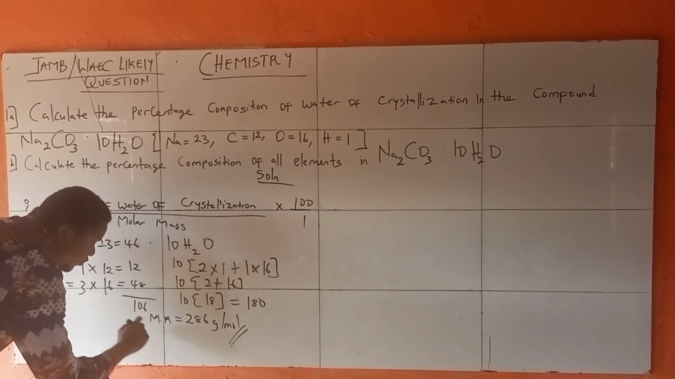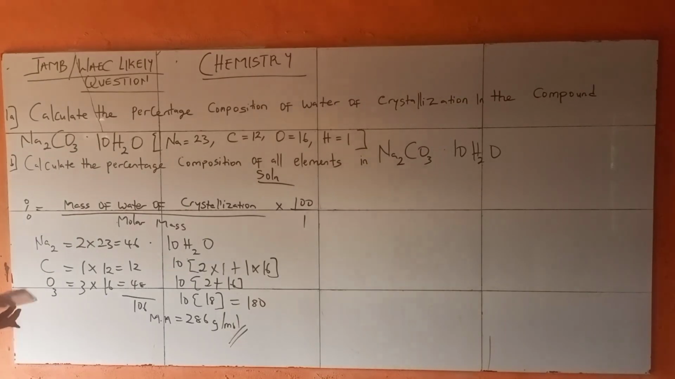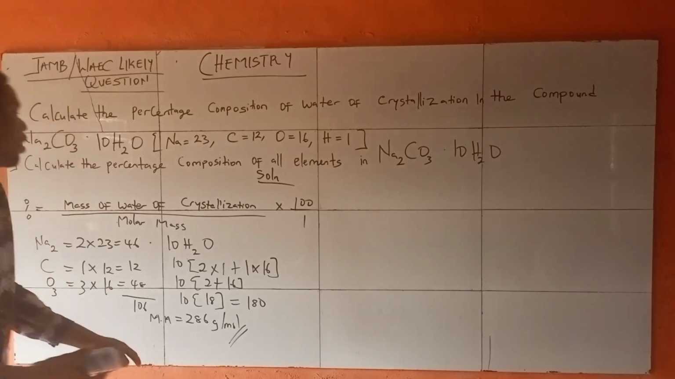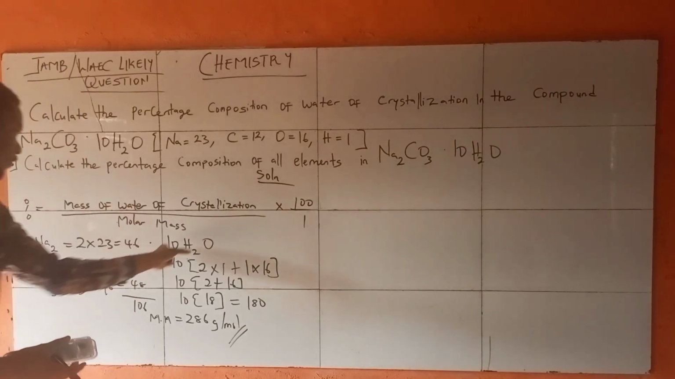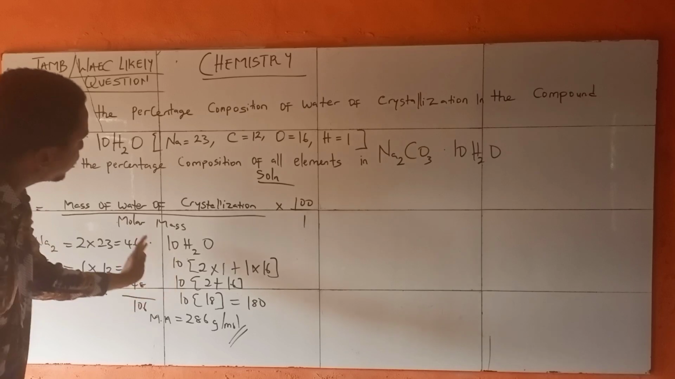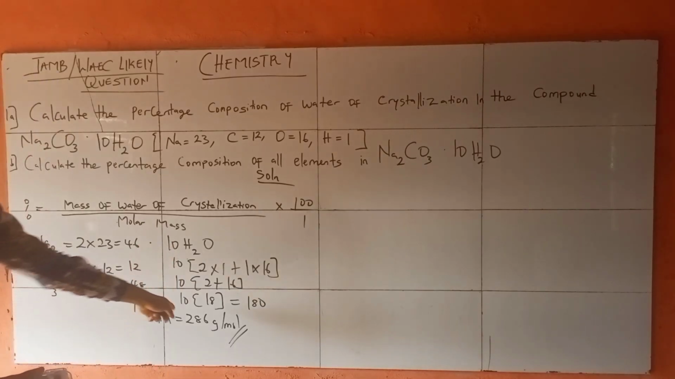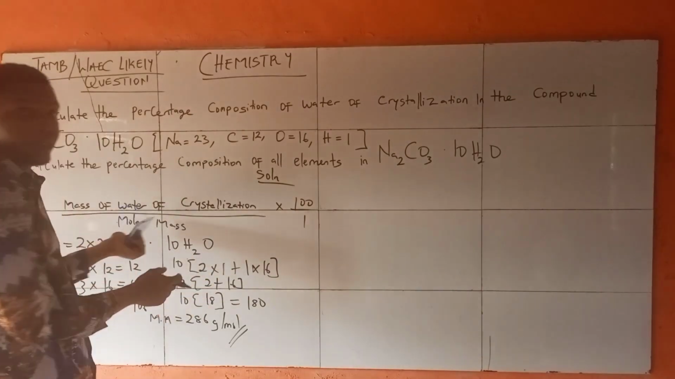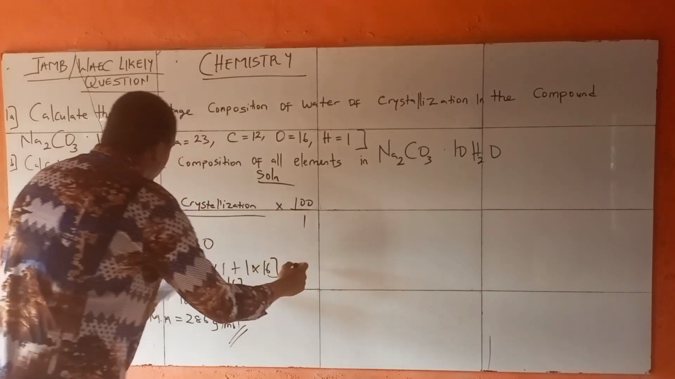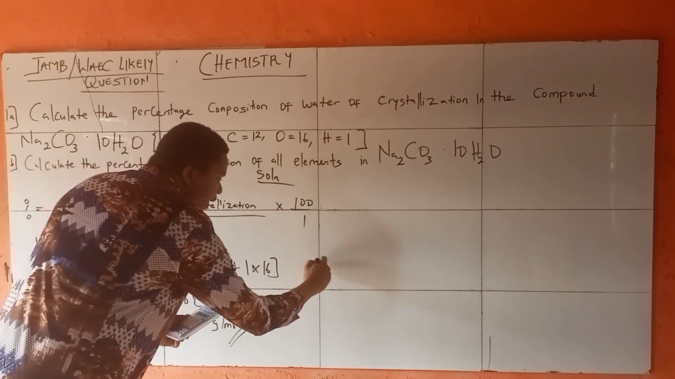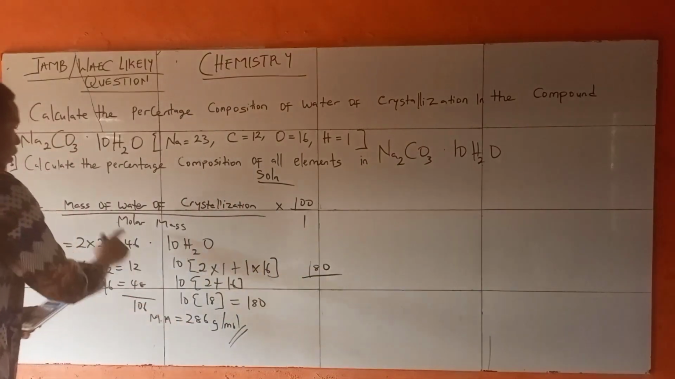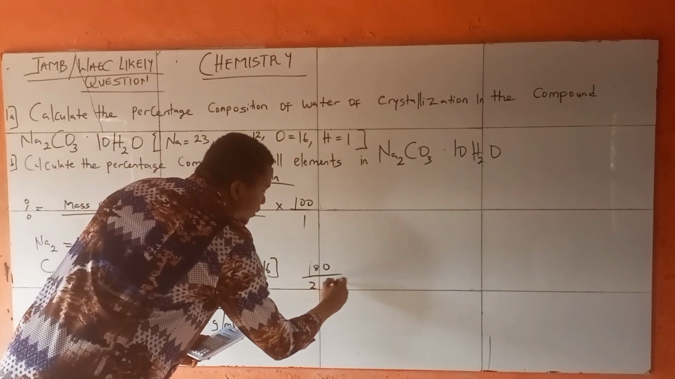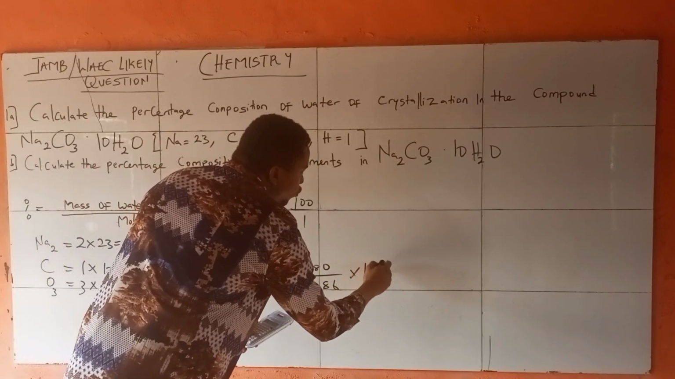Let me just indicate it by capital letter M, our molar mass. The question says calculate the percentage composition of water of crystallization. Now, the water of crystallization, I think we have it here already. This part of the compound, our decahydrate, is 180. So our mass of water of crystallization is 180. Using this formula, we just slot in our parameters. It will now be 180 over the molar mass of the entire compound, 286, times 100 over 1.